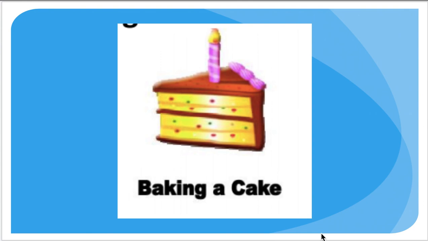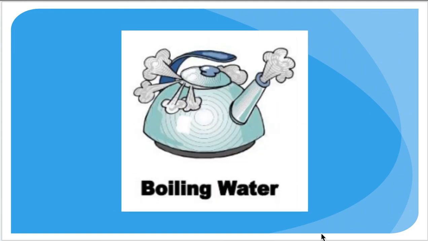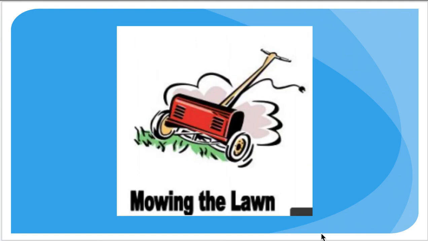I can't reverse that. Fresh lemonade. That would be physical. That's that mixture. Boiling your water. Again, physical. That water has become water vapor. Mowing the grass. We're just cutting it. Still grass. Physical. All right. So those are some examples. We're going to keep talking this week about physical and chemical changes. And that is it.